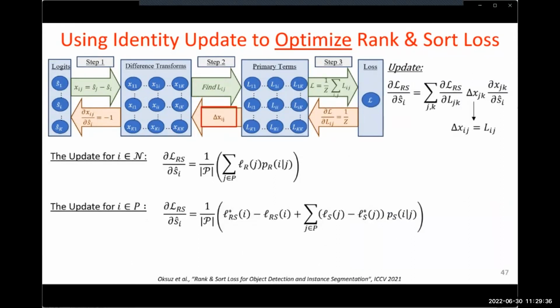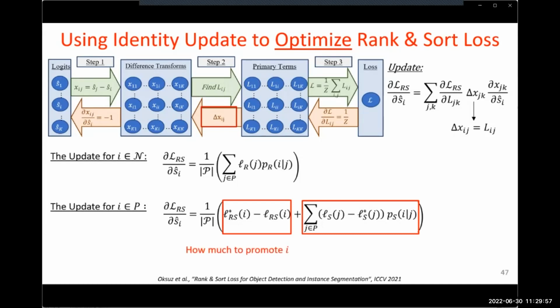Similar to AP and average LRP losses, simplifying the expressions for negative and positive examples, one can obtain the updates of the loss function with respect to the logits. Note that, unlike negatives, the update for positives includes two terms in opposite directions, in order to sort the ith positive accordingly. While the first term aims to promote the example, the second term aims to demote it based on its interactions with all positives.